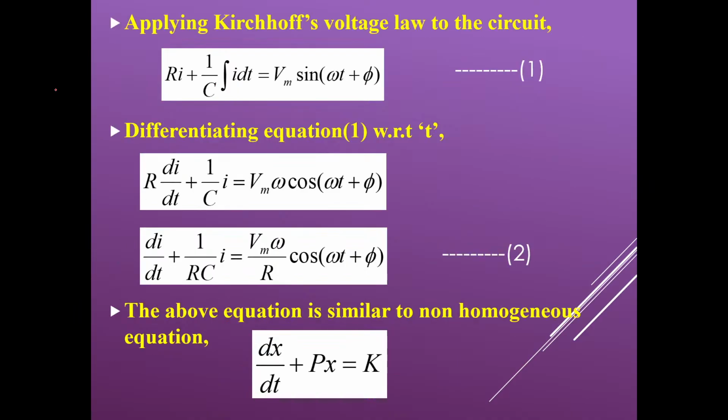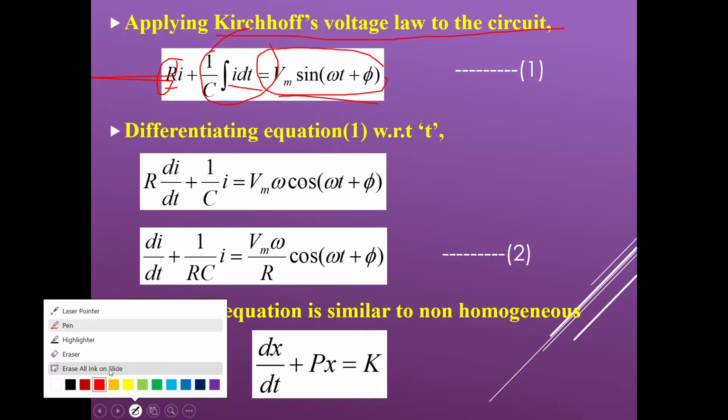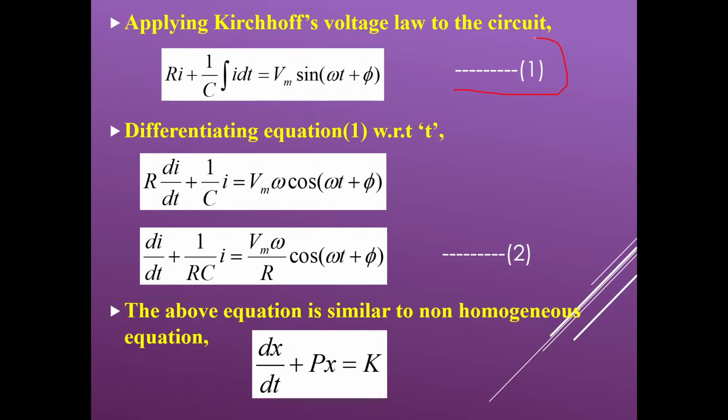Now apply KVL to the given circuit. Write down the KVL equation: R into I plus 1 by C integral of I dt is equal to the source voltage Vm sin(omega t plus phi). The source voltage is equal to the algebraic sum of the voltage drops in the circuit. What are the voltage drops? R into I and 1 by C integral of I dt. Consider it as equation number 1, the KVL equation.